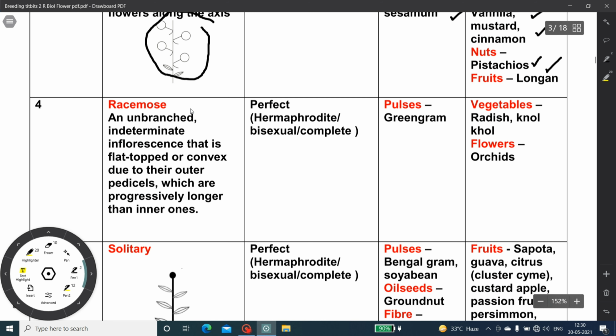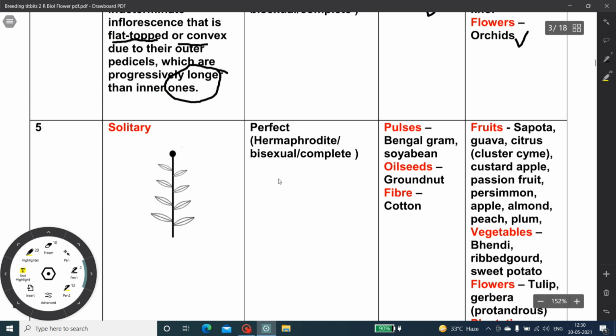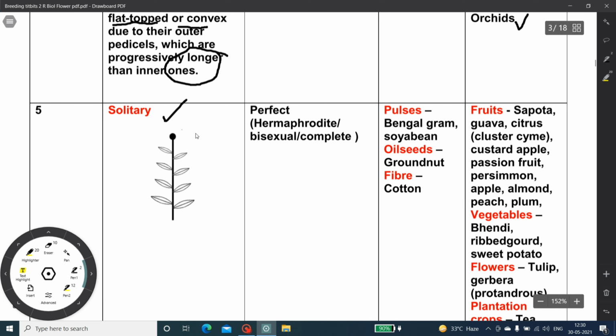And the fourth is racemose. It is an unbranched indeterminate inflorescence that is flat topped or convex because their outer pedicels are progressively longer than the inner ones. And the flowers are mostly perfect flowers. The example is green gram, and in the case of horticulture crops, radish and cole vegetables and flowers like orchids. And the fifth one is solitary flowers.